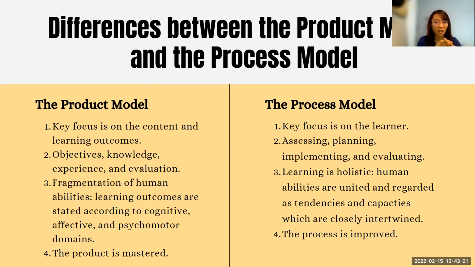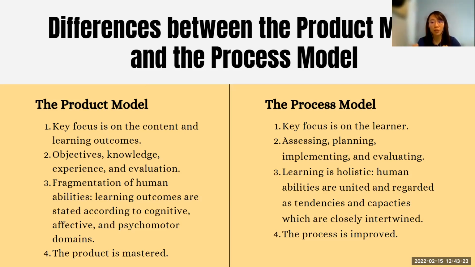And then lastly, the product model. For the product model, of course, the focus is on the product, the final outcome, the result. And for the product model, the product can be mastered. So let's say we're talking about English. In the product model, if you achieve the learning outcome, that means your grammar is perfect, for example.